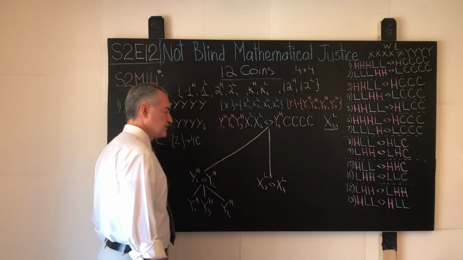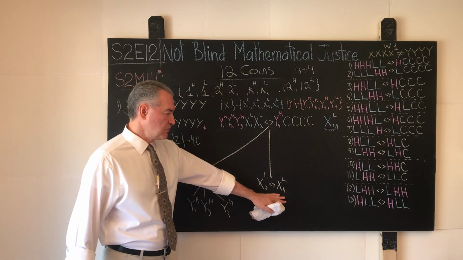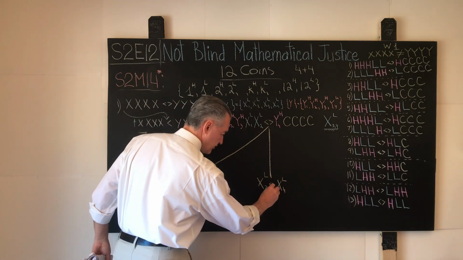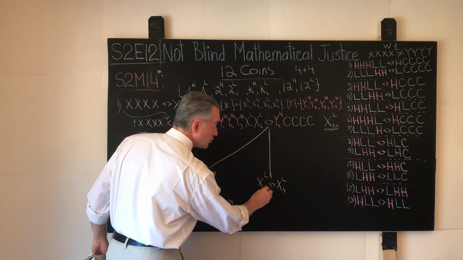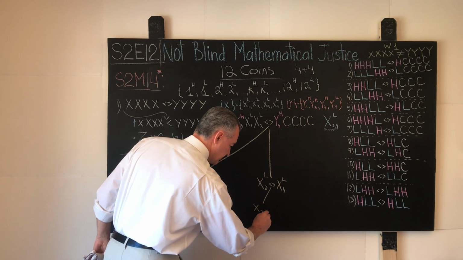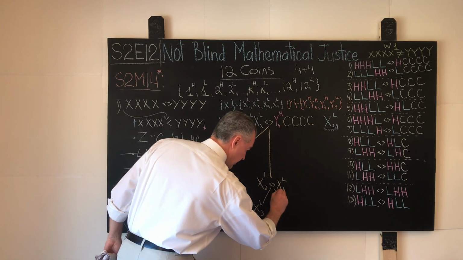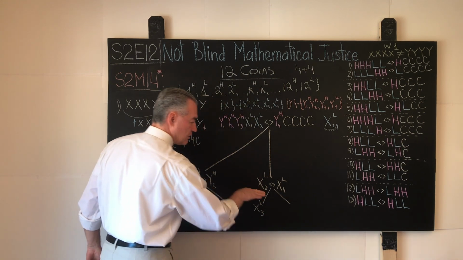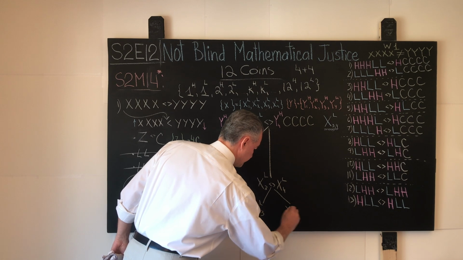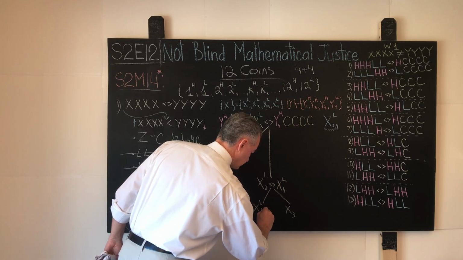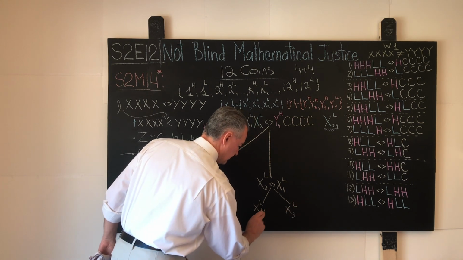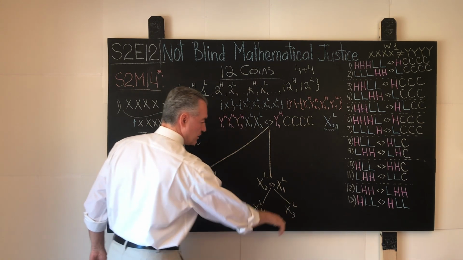Can the pans balance in this case? No, they cannot, because one of these coins is fake with absolute certainty. So if the left pen goes down, then the other coin, X4, is fake and it is light. And if the right pen goes down, then the fake coin is X3, and it is light. So this is X4, X3.